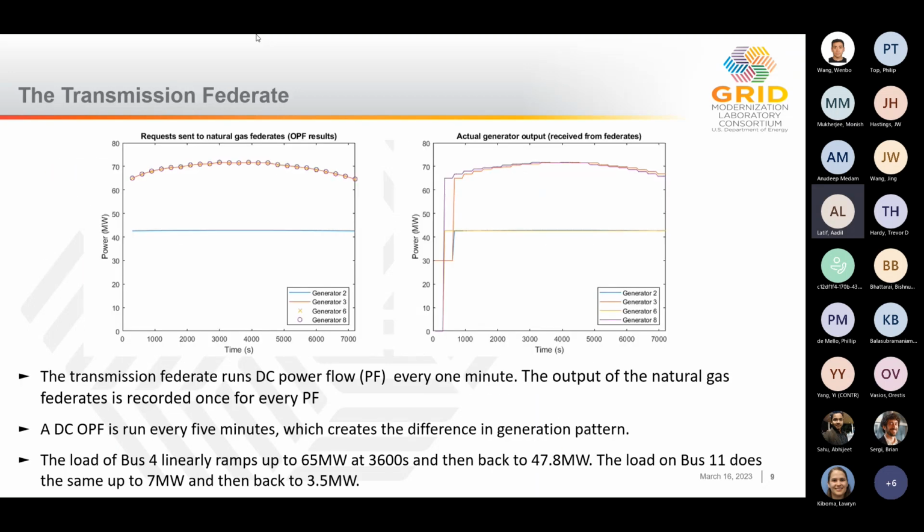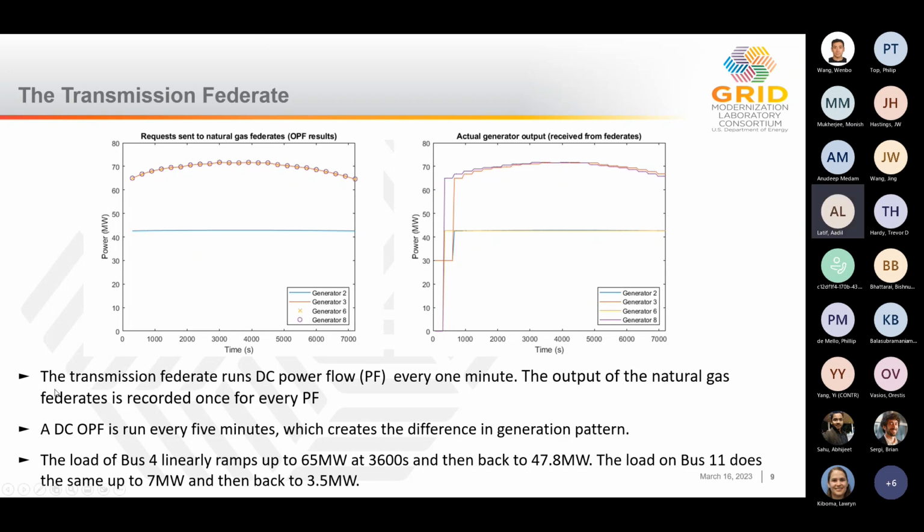So what is essentially happening within the core simulation? The responsibility of the Transmission Federate is to run the DC power flow every 1 minute, and the output of the natural gas federates is recorded once every power flow, so essentially every minute. Every 5 minutes, so every fifth time point, we run a DC power flow, which creates a difference between the generation pattern, right? We do have variability within the loads as well, where bus 4, for example, ramps linearly from 65 megawatts at 3600 seconds and then back to 47 megawatts, right?